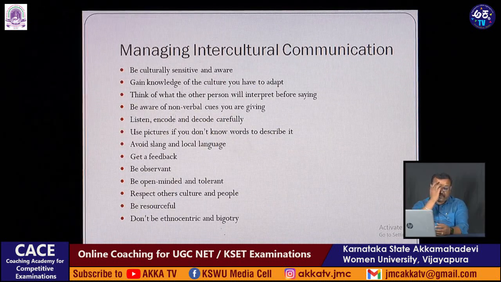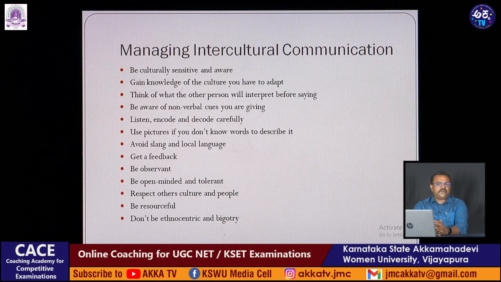Now we will come to the important slide, managing intercultural communication. Be culturally sensitive and aware. When you are trying to establish communication with people of another culture, be sensitive to their culture. Gain knowledge of the culture you have to adapt to. Think of how others will interpret before trying to say something. In many cultures, like our Indian culture, if the elders are speaking, the youngers will not interrupt them. It is called misbehavior, but in another culture, it is quite common.